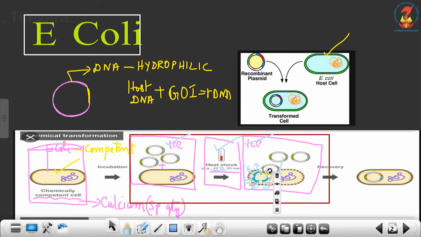So we have the rDNA incorporated. This is how the rDNA gets inside. And in the final picture, we have the rDNA inside the host. Now this is a transformed E. coli or bacterium, or transformed host, and this process is called transformation, just a two-step procedure.